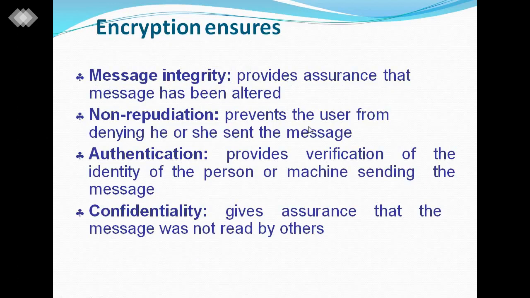So, encryption ensures message integrity, that is, it ensures that the message has not been altered. Non-repudiation means preventing the user from denying he/she sent the message. Authentication means it provides verification of the identity of the person or machine which is sending the message. Confidentiality means it gives assurance that the message was not read by others. So these are what encryption ensures.